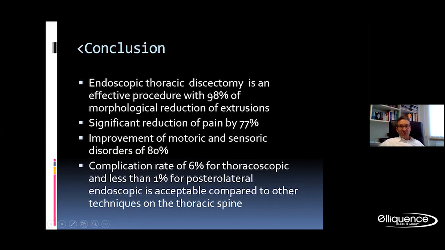But the complication rate of thoracoscopic procedures ranges around 6%. Meanwhile, we have only less than 1% for posterolateral endoscopic procedures, and this is acceptable compared to other techniques in the thoracic spine.